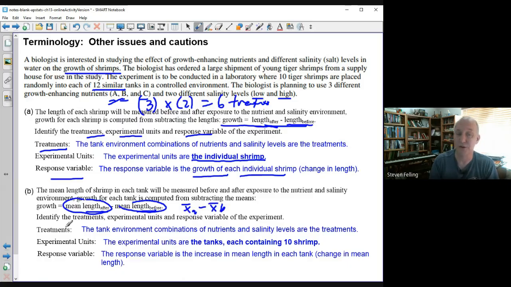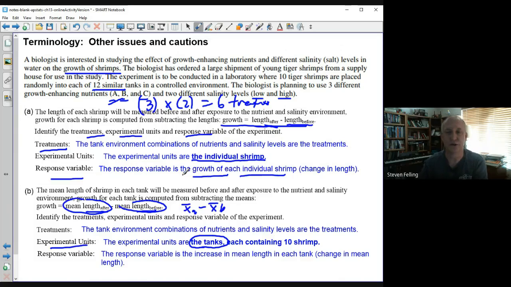Now identify what the treatments and experimental units were. The treatments were still the same, the tank environment combinations of nutrients and salinity levels, right? But now the experimental units are no longer the shrimp. Now the experimental units are the tanks that contain the shrimp, because each tank is generating a number, right? It's the mean of the entire tank, right? So it can be very tricky. For something to be considered an experimental unit, it has to be something which is getting a unique copy of the treatment, and it also has to be producing a number that's used in the response, okay?